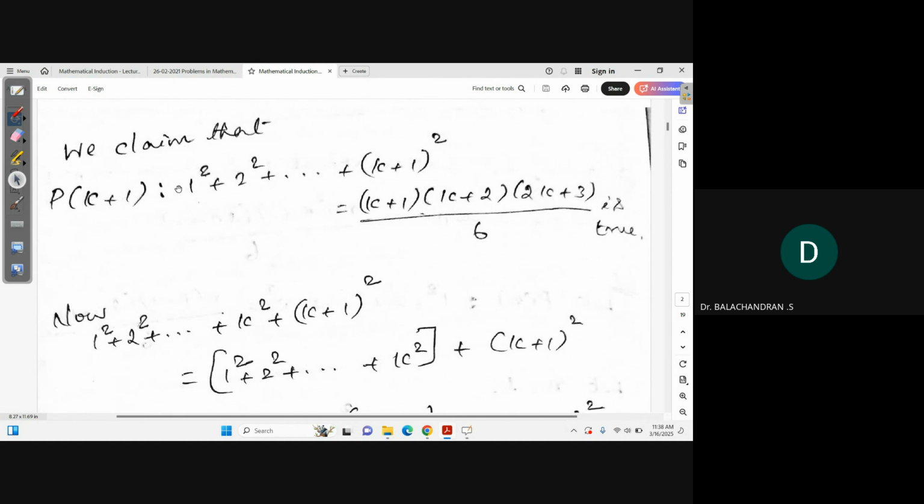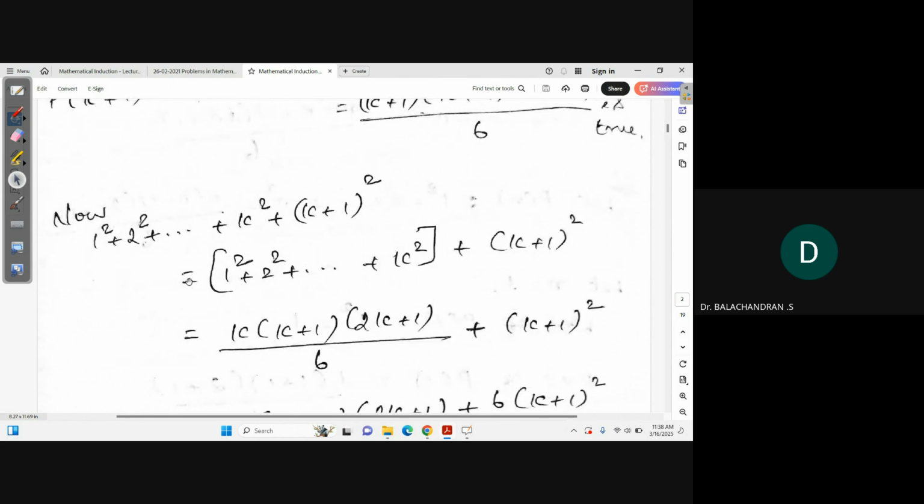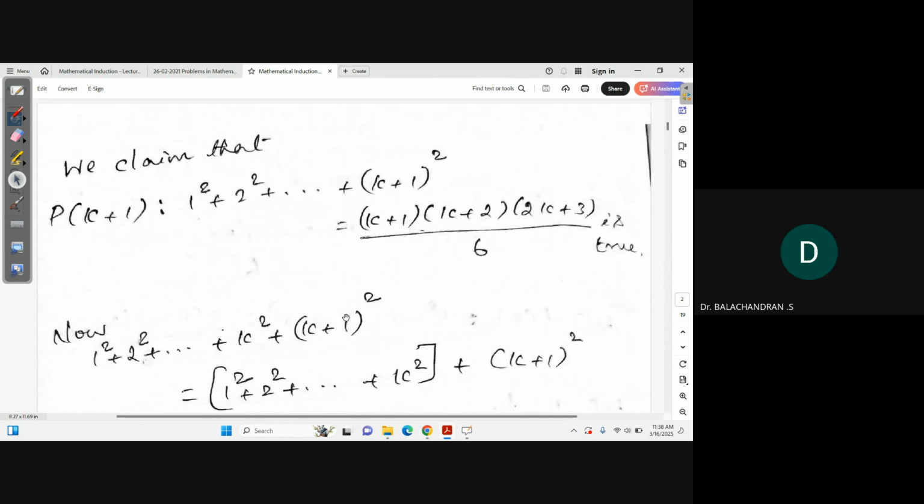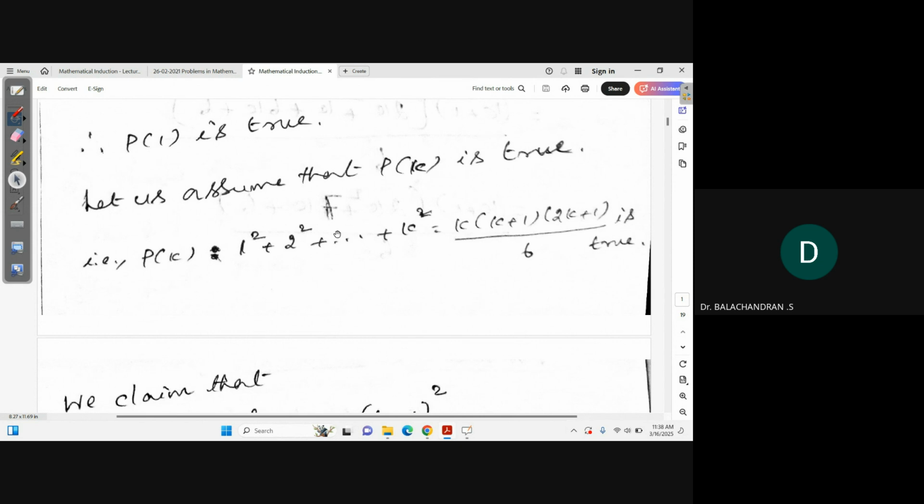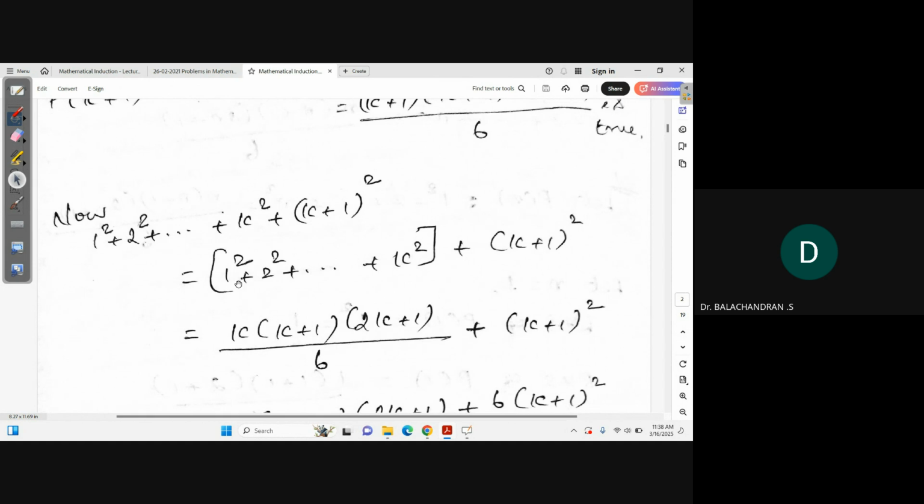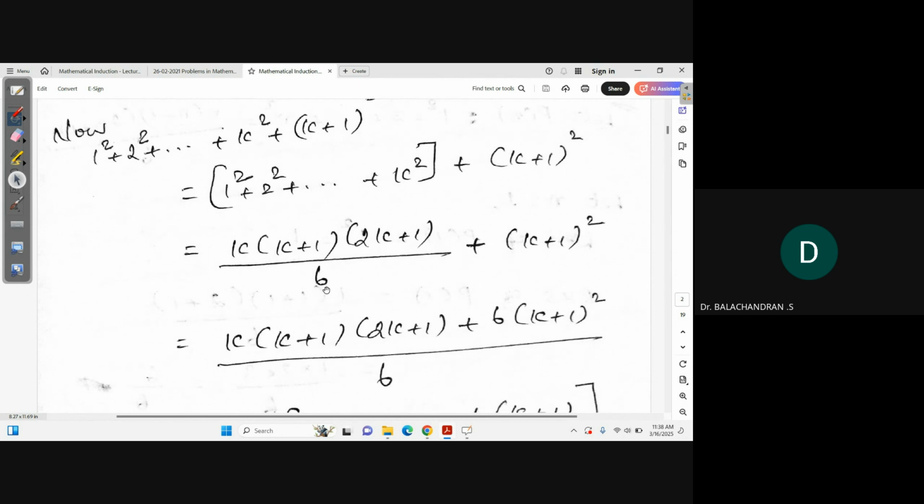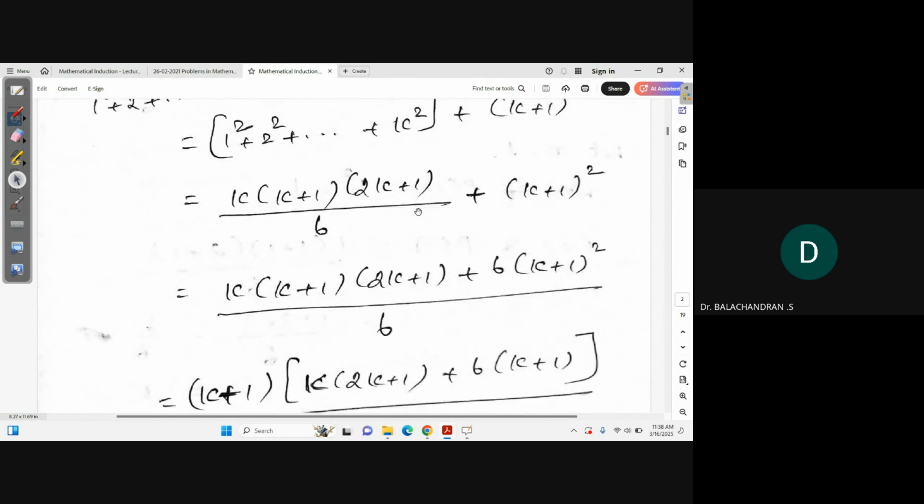Now take the left hand side. What is the left hand side? 1 square plus 2 square plus up to k plus 1 whole square. Now I'm going to write this as 1 square to k square plus k plus 1 whole square. By mathematical induction, we know that 1 square plus 2 square plus up to k square is k into k plus 1 into 2k plus 1 by 6. So instead of this term, I'm replacing it by k into k plus 1 into 2k plus 1 by 6 plus k plus 1 whole square. Now I'll take the 6 as LCM from here to here.